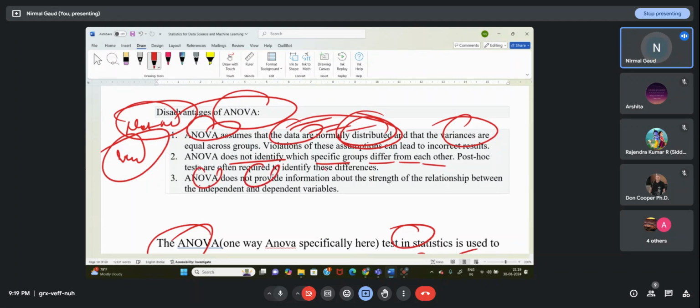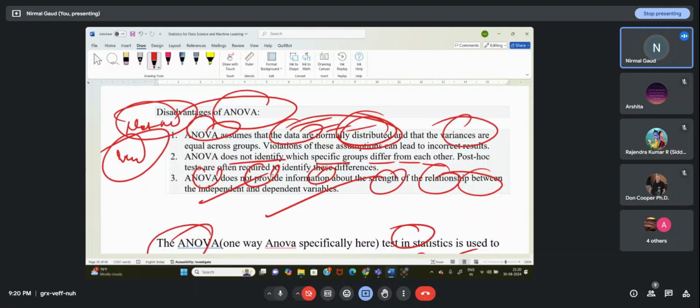ANOVA does not provide information about the strength of relationship between dependent and independent variable. This is also not been given by the ANOVA. What is the strength of relationship between dependent and independent variable? That's not given by ANOVA. Okay, so it just only let you know whether the groups are having the same mean or not, same distribution or not.